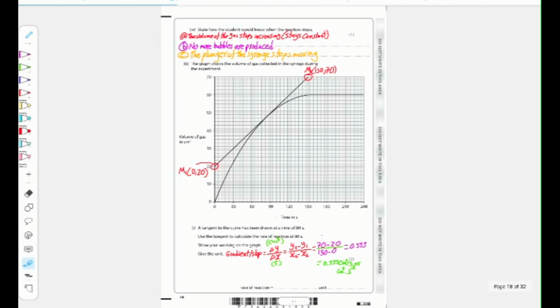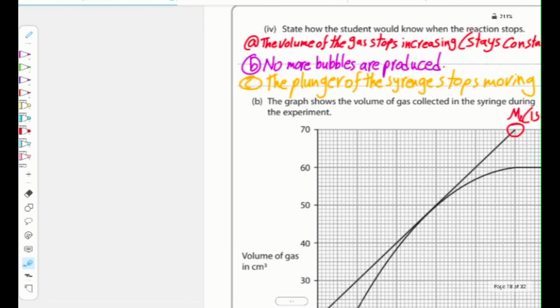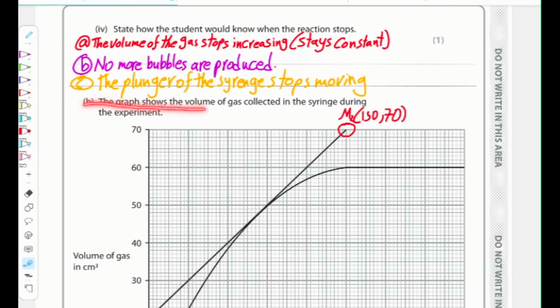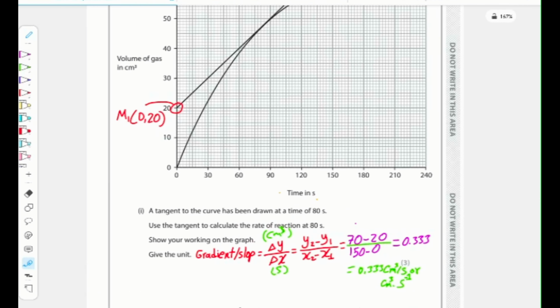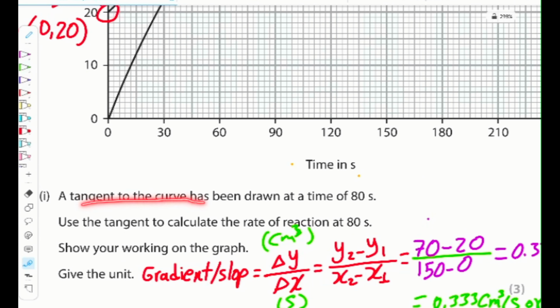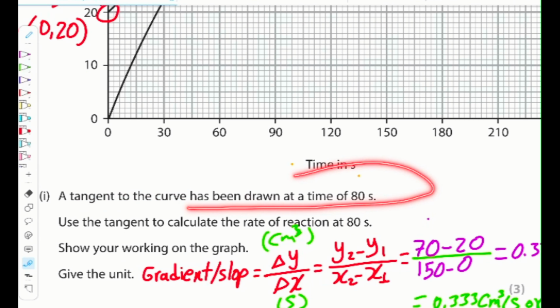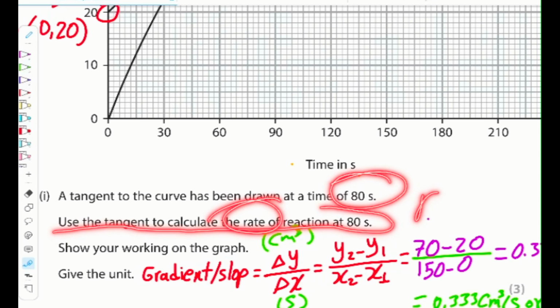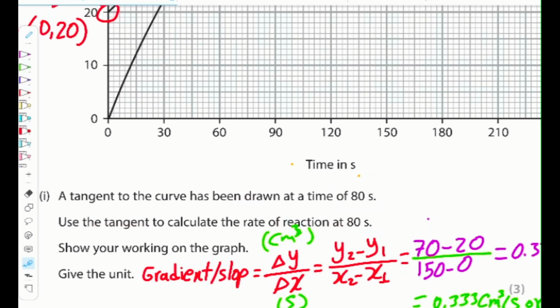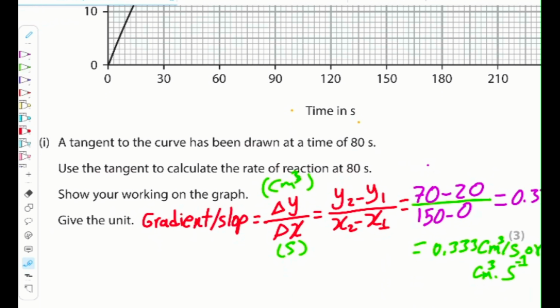Now, the next question. As we see here, my friends, the graph shows the volume of gas collected in the syringe during the experiment. A tangent to the curve has been drawn at the time of 80 seconds. Use the tangent to calculate the rate of reaction, ROR. Here you can go back to my classes and understand what this terminology means. So, use the tangent to calculate the rate of reaction.